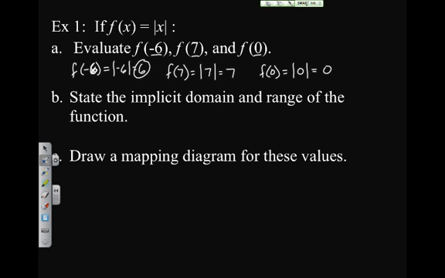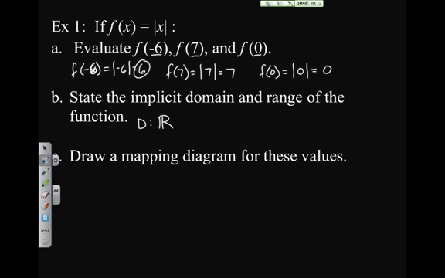Part B, state the implicit domain and the range of the function. Well, if you think about it, are there any limitations on numbers? Is there any number that we cannot take the absolute value of? And the answer is no. So our domain is going to be the set of all real numbers. We can take the absolute value of anything.